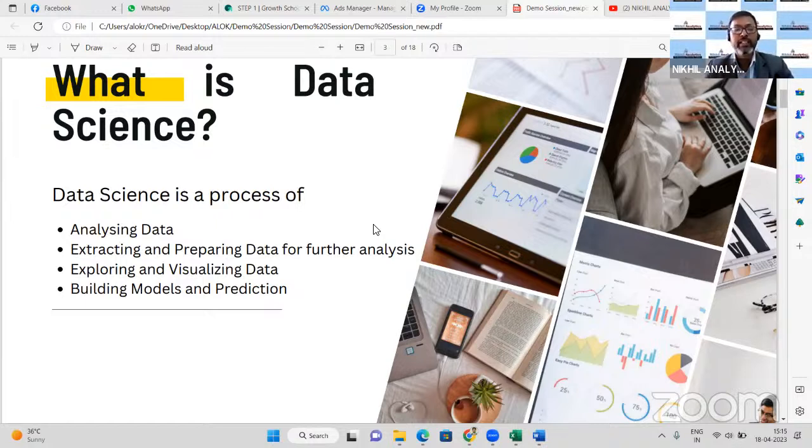Okay, so now let's see what data science is. Data science is a process of analyzing data, extracting and preparing data for further analysis, exploring and visualizing data, and building models and predictions. The first three tasks are also performed by the data analyst. They analyze the data, they prepare data for further analysis, and they also prepare visualizations of the data as well. But they do not do the predictions.